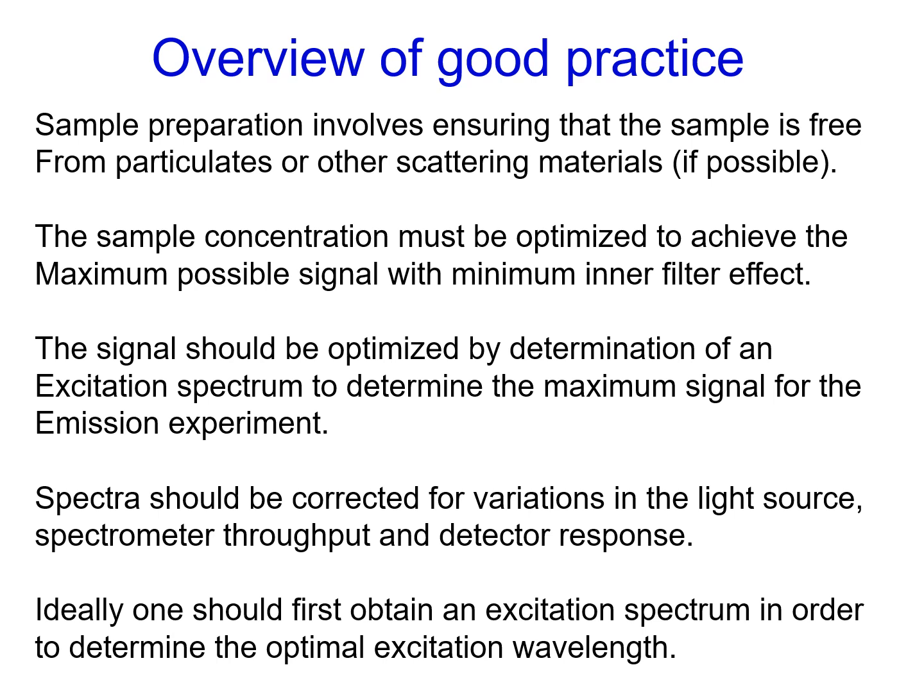The sample concentration must be optimized to achieve maximum possible signal with minimum inner filter effect. The signal should be optimized by determination of an excitation spectrum to determine the maximum signal for the emission experiment. Spectra should be corrected for variations in the light source, the spectrometer throughput, and detector response. These things are actually done automatically for you by the software in the fluorometer.